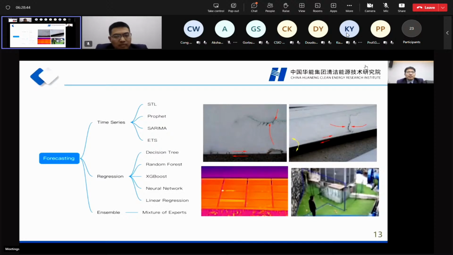Regression methods include the decision tree, random forest, XGBoost, neural network. The ensemble method: sometimes experts combine several methods together to get better results.